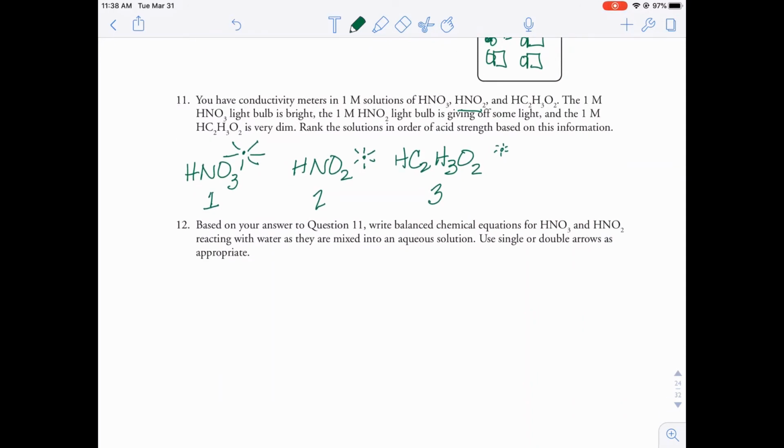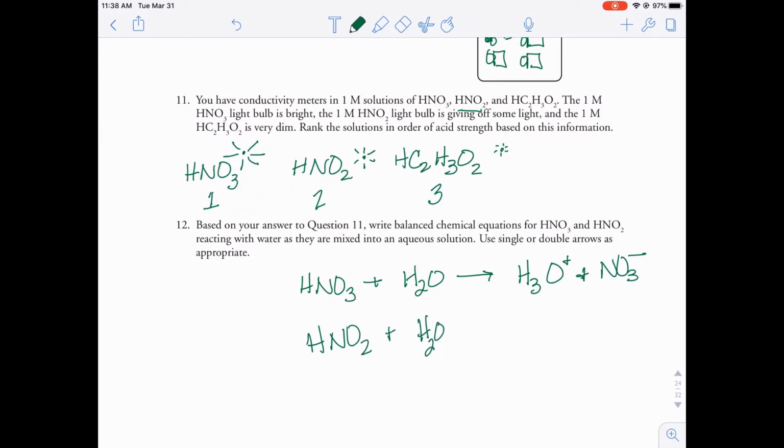Write a balanced chemical equation for HNO3, HNO2 reacting with water as they are mixed in an aqueous solution. All right, nitric acid plus water will completely ionize because it's the brightest, and I happen to know it's one of the strong acids, and you'll know that shortly. The nitrous acid is not as strong, so we will have the double arrow. Just like that.